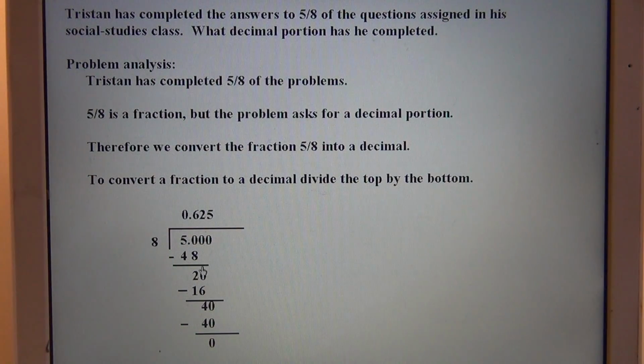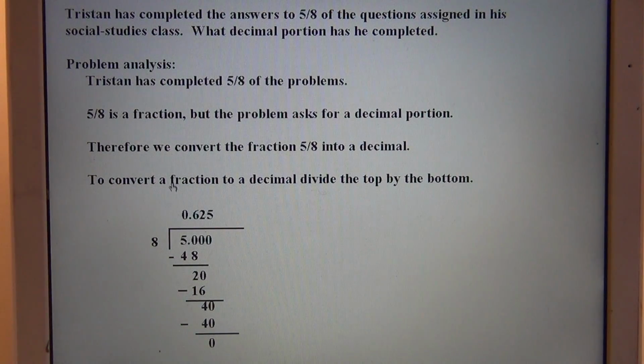We bring down a 0, now that gives us 20. 8 can go into 20 2 times. 2 times 8 is 16. We subtract 16 from 20 and we get 4. We bring down a 0. We have 40 now. 8 can go into 40 5 times. 5 times 8 is 40. We subtract and get 0, so we're done.